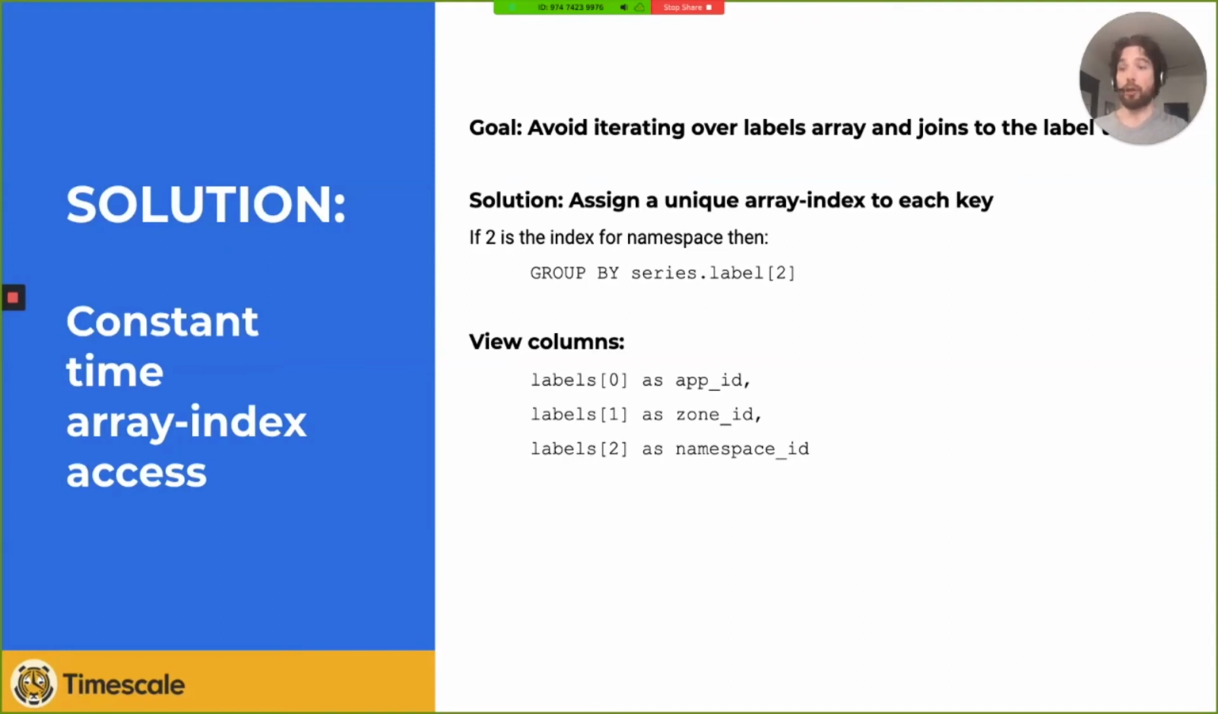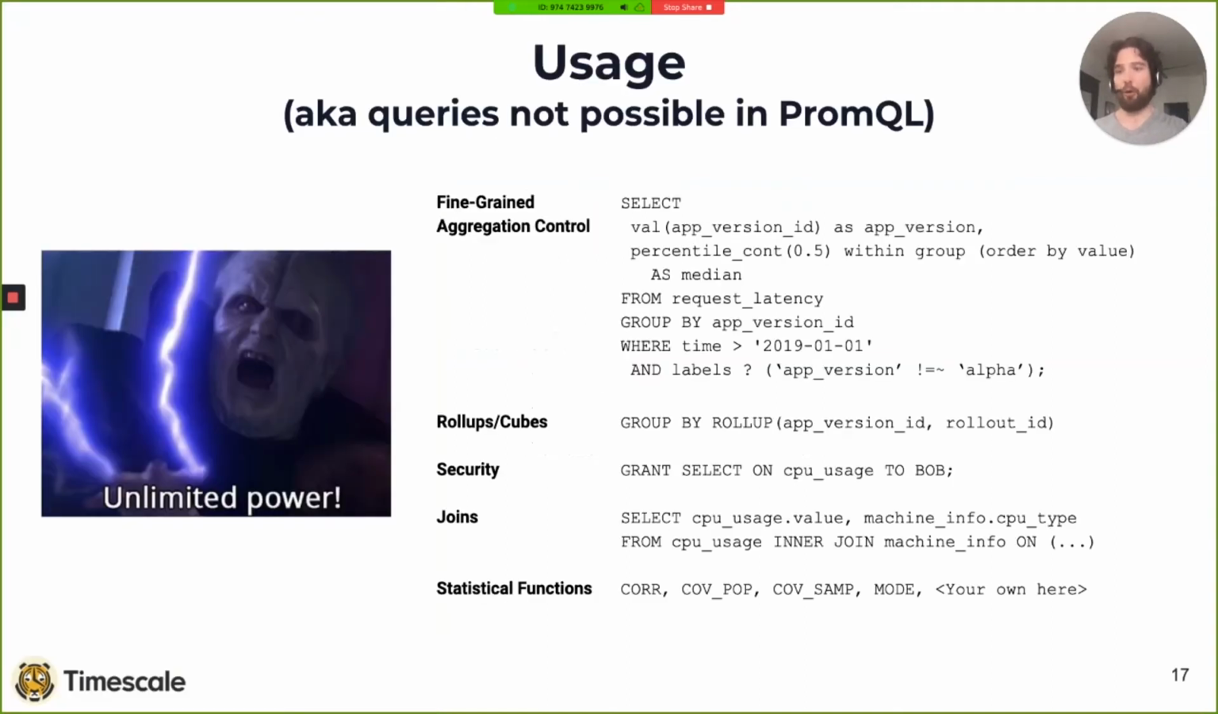This also allows you to create easy-to-use views for people to query by aliasing particular label keys to columns in the view. Here are some examples of queries you could do on that view, which you wouldn't be able to do in plain PromQL.